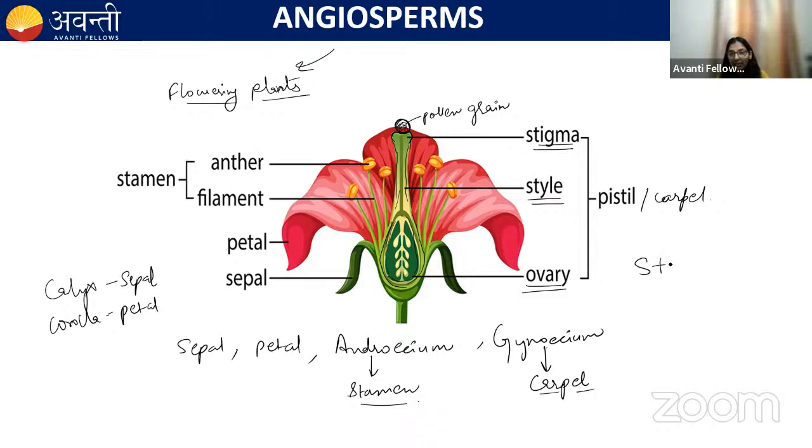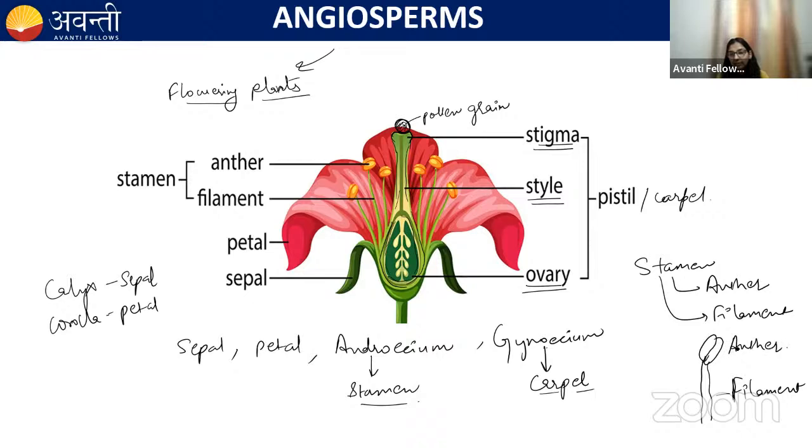And the stamen consists of two parts. One is anther, which bears the pollen grains, and the second one is filament. So the structure is like this. This is a filament, and this is an anther. Inside the anther, the pollen grains are present, okay?